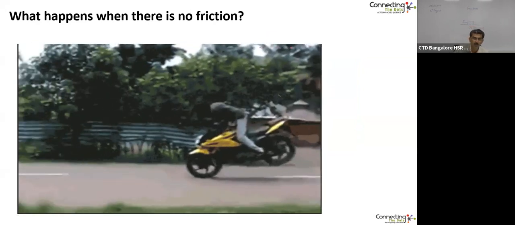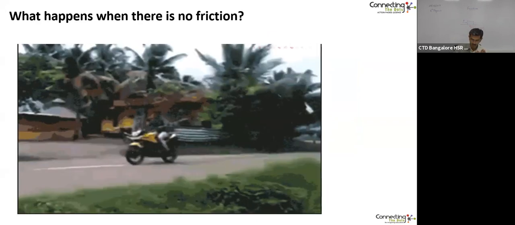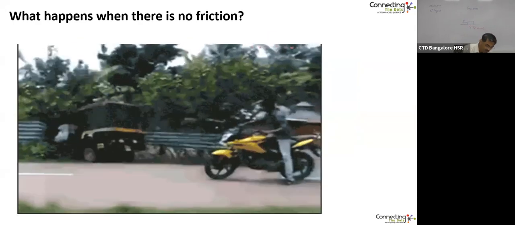The bike was able to stop, but the auto did not stop. Why? Friction is necessary to stop the vehicle.